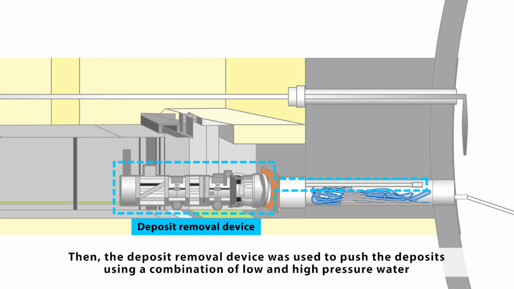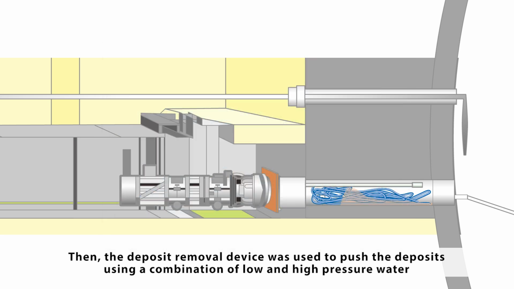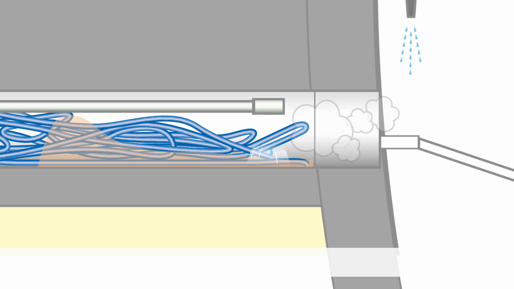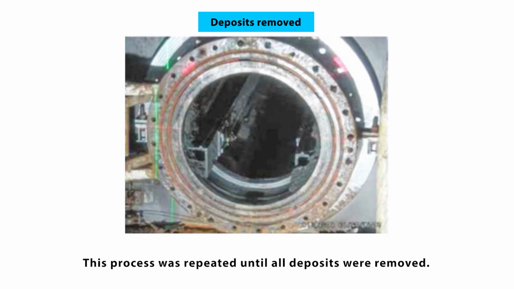accident. Then, the deposit removal device was used to push the deposits using a combination of low and high pressure water to cut the cables and so on by water mixed with abrasives. This process was repeated until all deposits were removed.